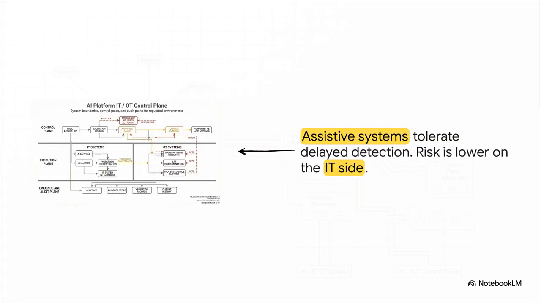Let's go back to our diagram. See how the IT side is highlighted? If an AI is purely assistive, meaning it's just hanging out on the IT side, offering up some analysis or maybe a few suggestions, the risk is lower. A problem here isn't a catastrophe. Basic monitoring is probably fine in this case.